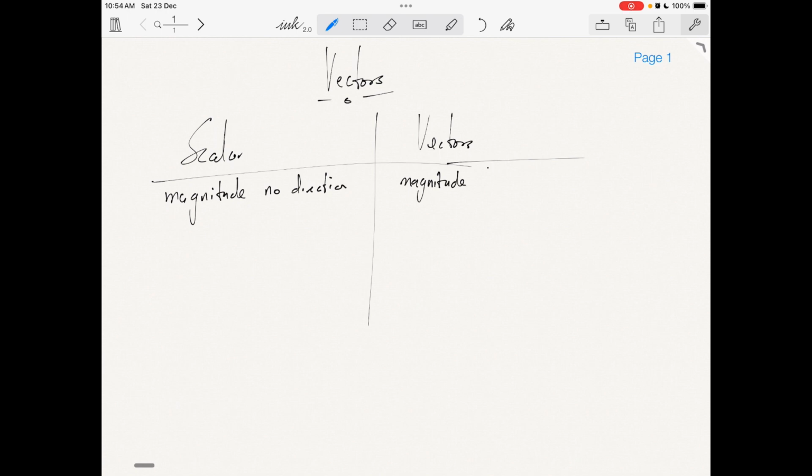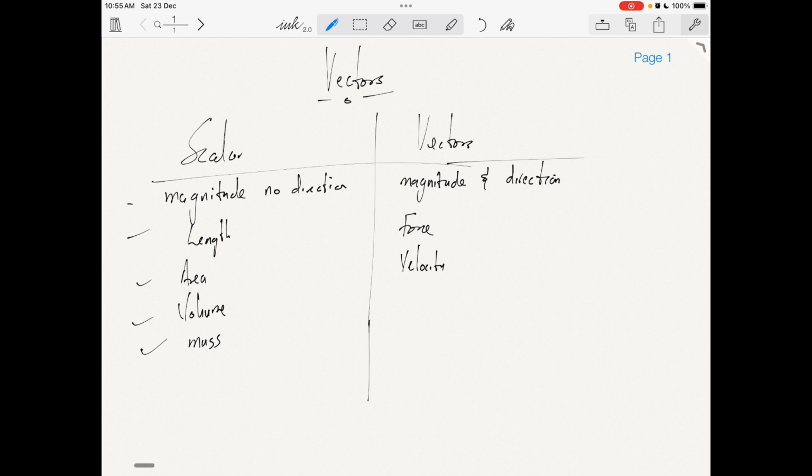and direction. Now, examples of scalars are length, area, volume, and mass. And examples of vectors, which have both magnitude and direction, are force, velocity, acceleration, and weight.